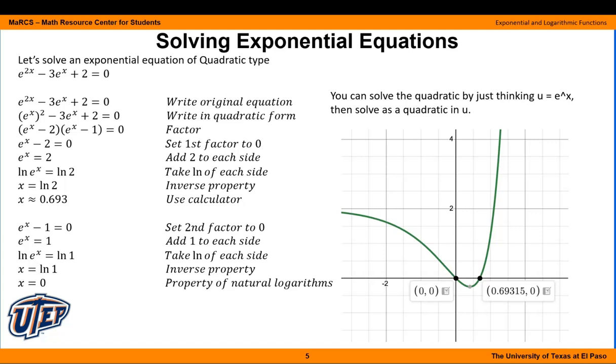The second factor gives us e to the x equals 1. Taking the natural logarithm of both sides gives us x equals the natural logarithm of 1. Since the natural logarithm of 1 is 0, the second solution is x equals 0. Therefore, the solutions are x equals 0 and x equals the natural logarithm of 2. Notice that the graph confirms both solutions because the curve crosses the x-axis at those two values.